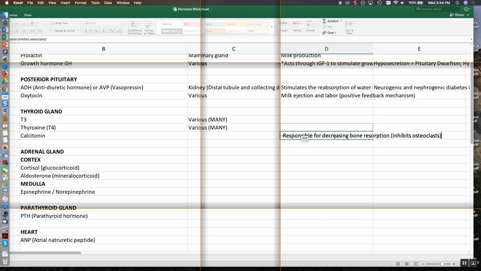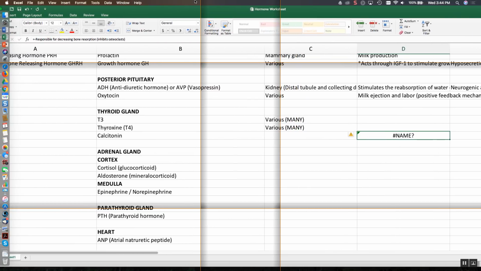Okay, but what does T3 and T4 do? Whoa, what? Oh, I put an equal sign there. That's why. What does T3 and T4 do? Yeah.